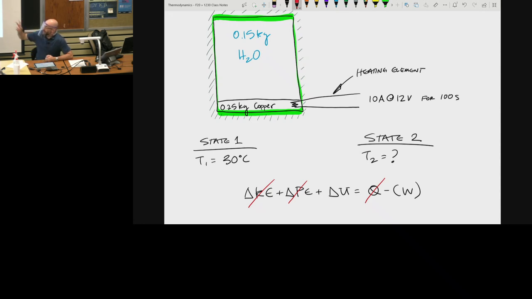But there is work coming into this system because it's electrical work. There's no boundary work, there's no paddle wheel work, there's no mechanical work, but there is electrical work coming into this system. So I'm going to have to calculate what that is.